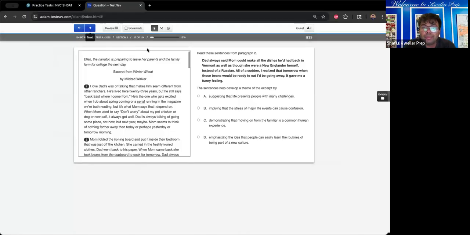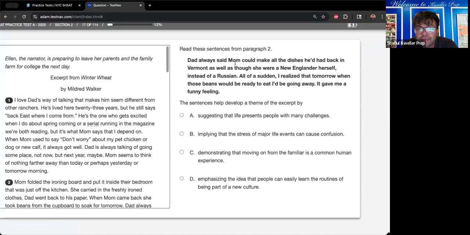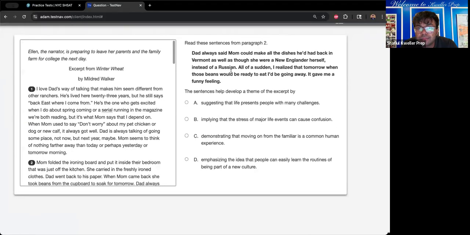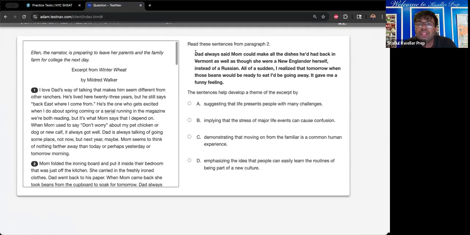Sentences help develop a theme for the excerpt by... okay, so let's read through this moment and understand what's going on. Dad always said mom could make all the dishes he'd had back in Vermont as well, as though she were a New Englander herself instead of a Russian. All of a sudden I realized that tomorrow when those beans would be ready to eat, I'd be going away. It gave me a funny feeling.